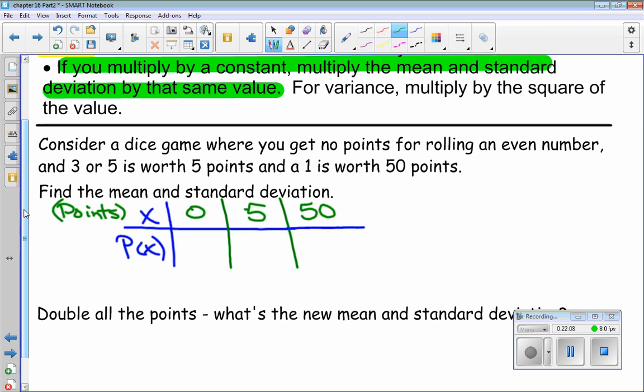Now what? What's the probability of getting 0 points? Well, we have possible outcomes on a dice. 1, 2, 3, 4, 5, and 6. I'm going to highlight 5 points would be a 3 or a 5, right? And then the 50 point is a 1. Everything else gets you nothing, okay? So that would be half of the outcome, so you said 0.5, right? Good. Excellent. What is the probability of getting 5 points?